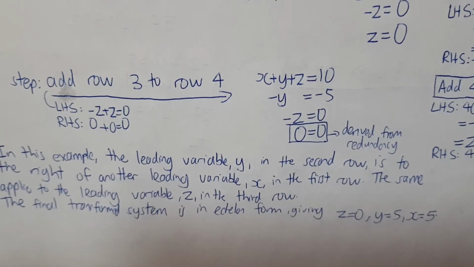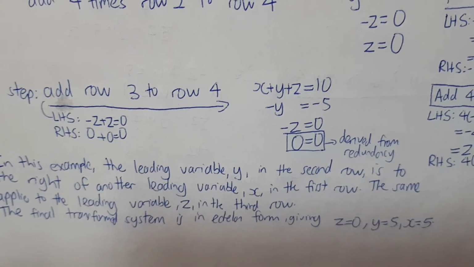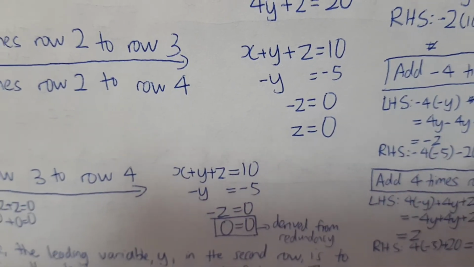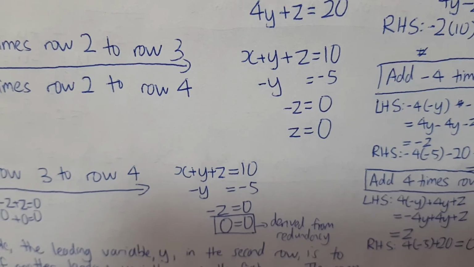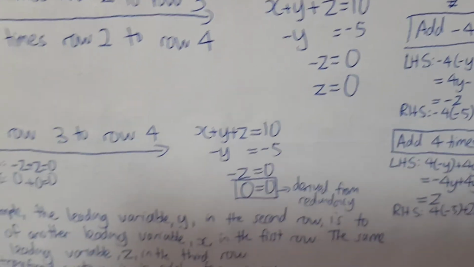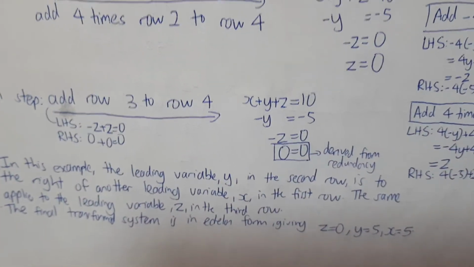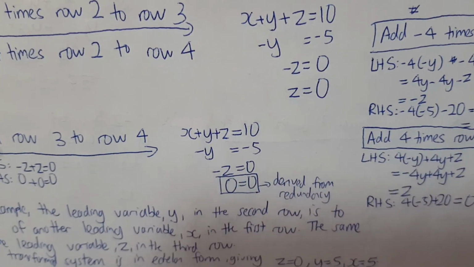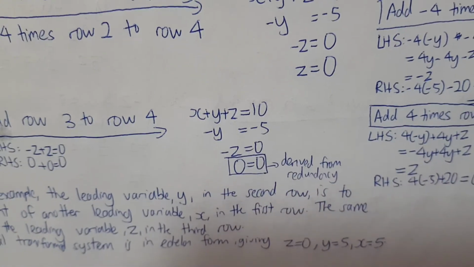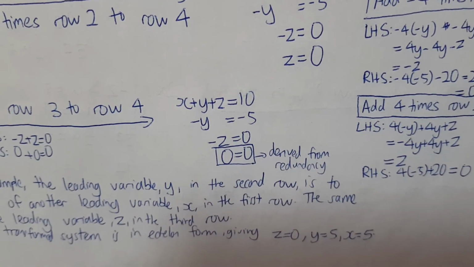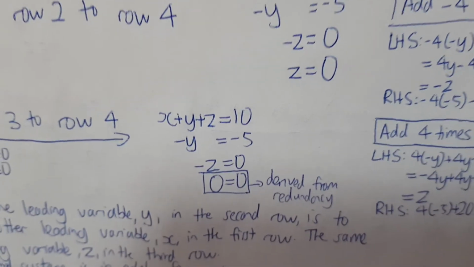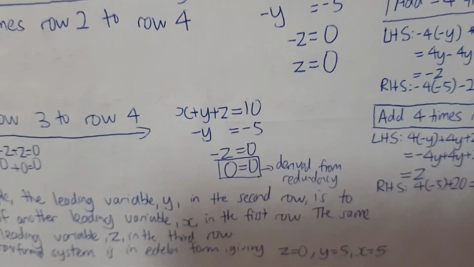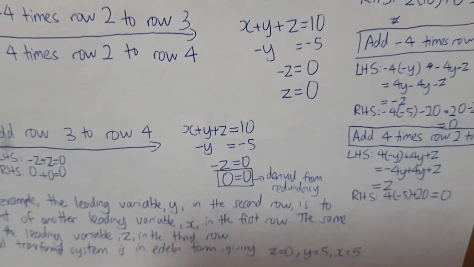Hence, in this example, we can see that every row has a leading variable. x is the leading variable on the first row, y is the leading variable on the second row, and on the third row, z is the leading variable. So hence, we can still say that the system is in echelon form because every row has a leading variable. So x, y, z are all leading variables. We can still solve the system even though there's this redundant but logical equation. So we get z equals to 0 and y equals to minus 5, and we plug into row 1, we get x equals to 5.